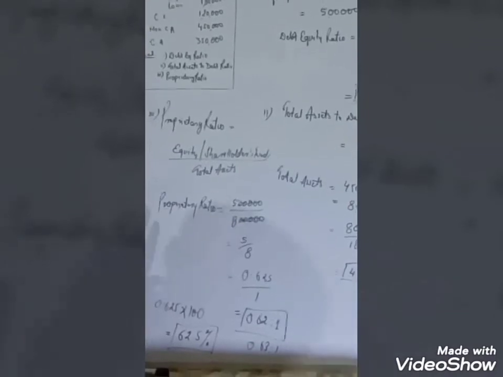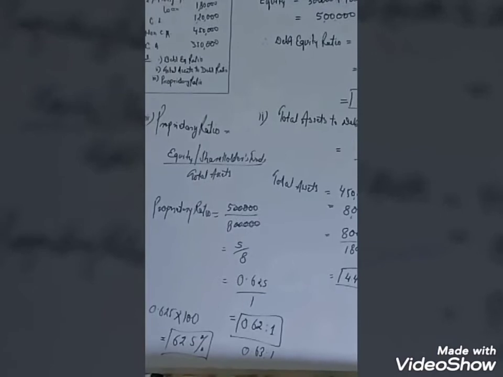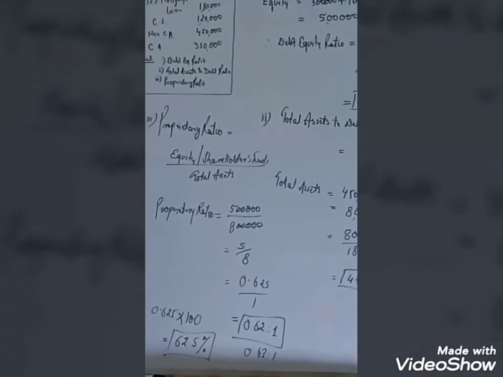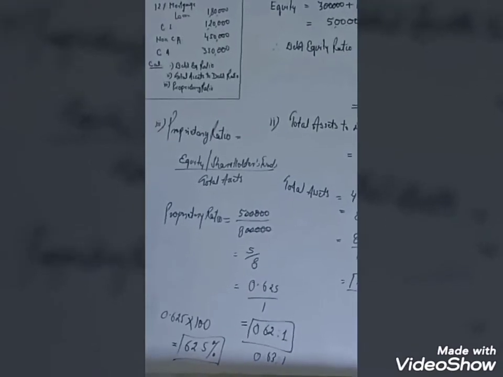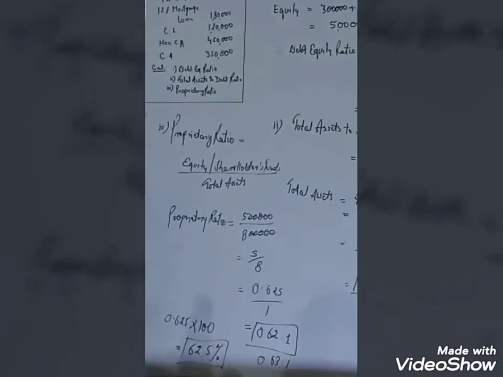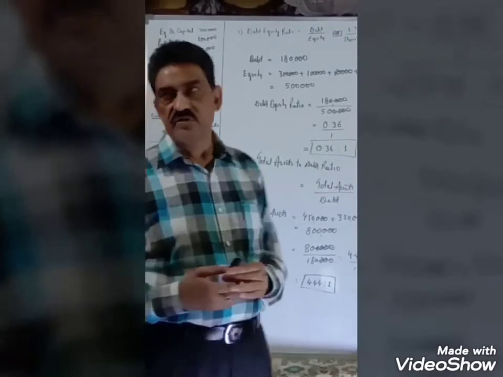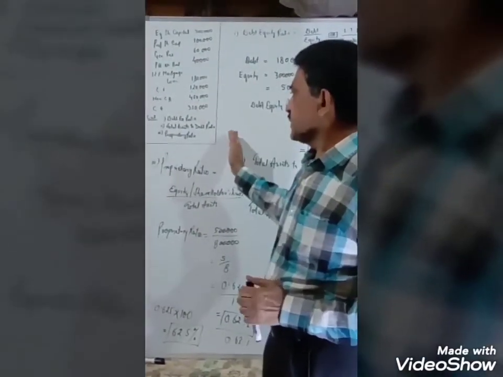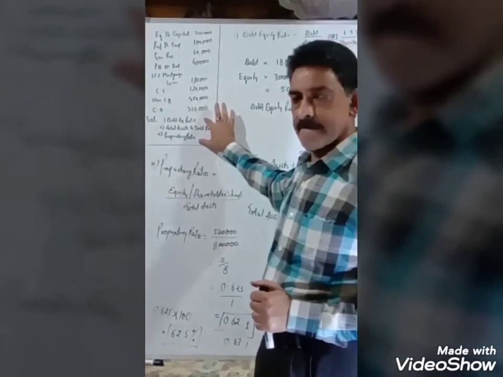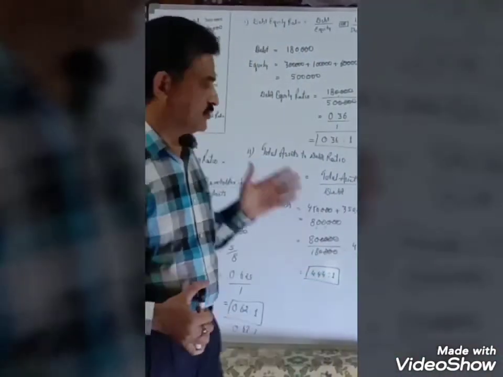This is the ratio. Now 62.5% of the total assets of the company are funded by equity, indicating the long-term financial position of the company is very sound. These are the ratios that we had calculated on the basis of information which is given. So from this given information we had calculated 3 ratios. Now we are going to calculate the interest coverage ratio.